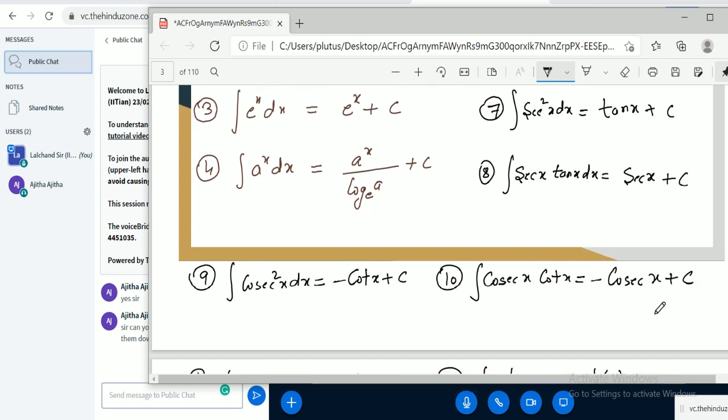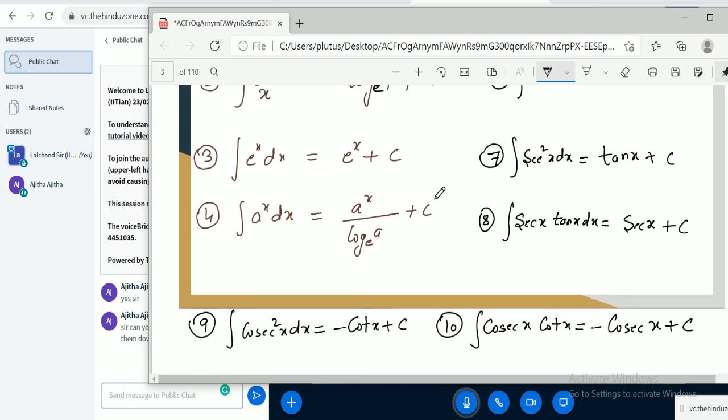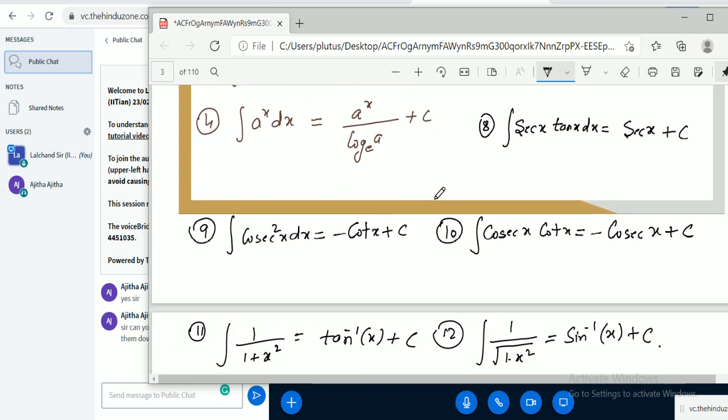Similarly, we discuss a few more formulas here. Integral of cosec square x is minus cot x, and integral of cosec x into cot x is minus cosec x. I think you remember all these formulas from your 12th class, isn't it? Is there any doubt you want to note down, or I think you remember all these formulas? Are you getting my point? Is there any doubt about all these formulas?